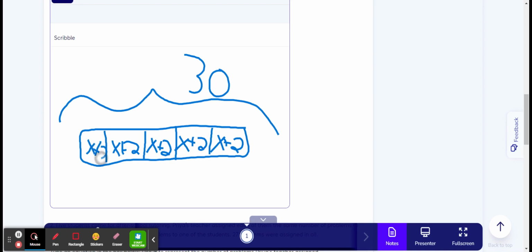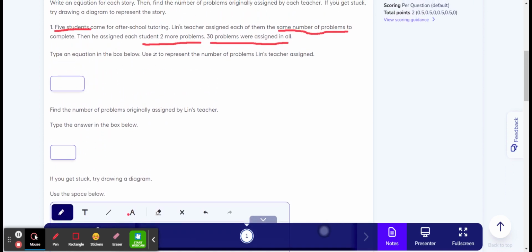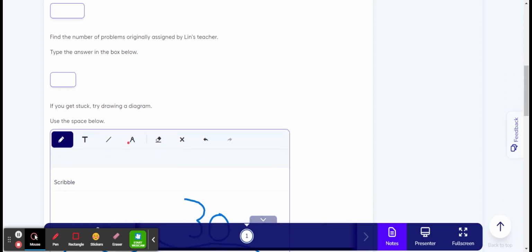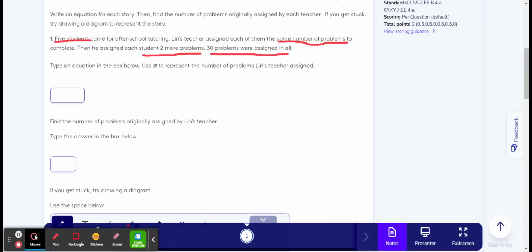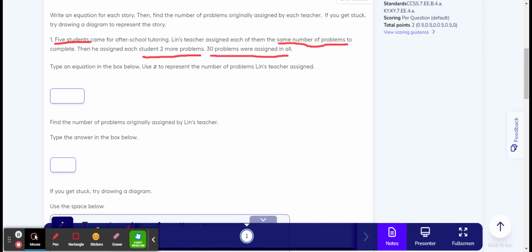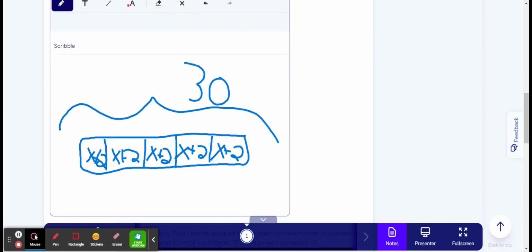Now that we have our tape diagram drawn, and if you don't have your tape diagram drawn like this, why not? Going back over it, I have 30 total, assigned in all. 5 students, that's why I have 5 boxes. Each student got the X number of problems plus 2 more. That is why my tape diagram looks like this.